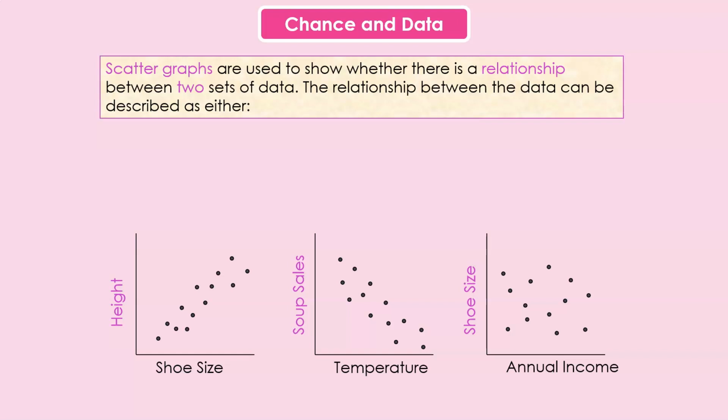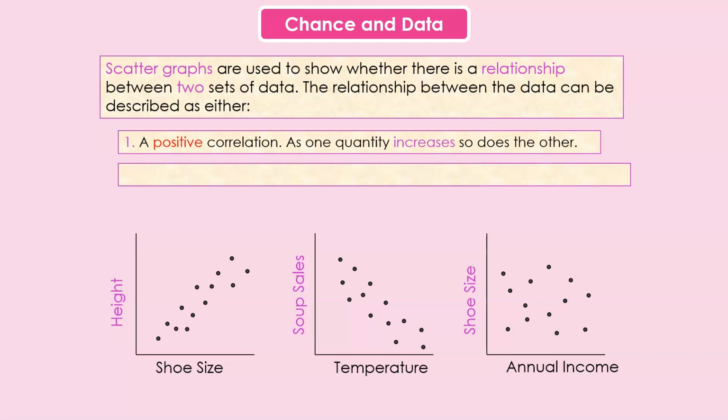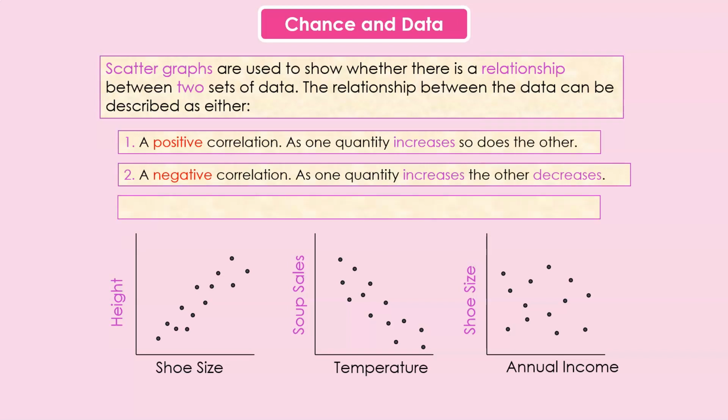So here we've got three graphs. We've got the relationship between shoe size and height. We've got temperature and soup sales, and the last one is annual income and shoe size. So when we talk about relationships, there is either a positive correlation, which is as one quantity increases, so does the other. We have a negative correlation, as one quantity increases, the other decreases. And thirdly, the last one is looking at no correlation at all. Both quantities vary with no clear relationship.